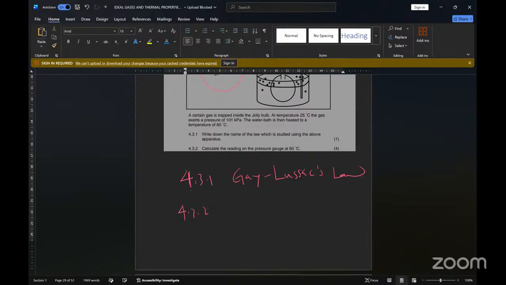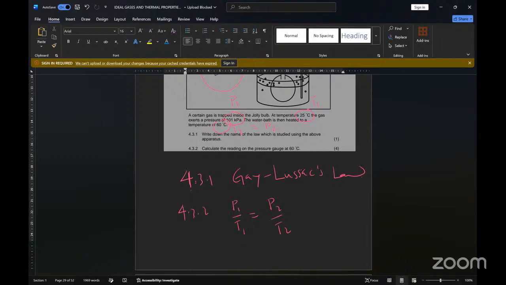It says that calculate the reading on the pressure gauge at that. So again, you use what you have. You have a temperature of, this one is your T1, 25 degrees Celsius. And then your 101 is your P1. So this one is your T2. And then you are supposed to find what? P2. So let's write it down. We put our formula there. P1 over T1 is equal to what? P2 over T2.